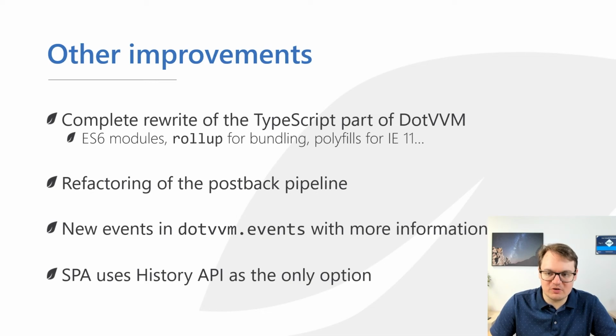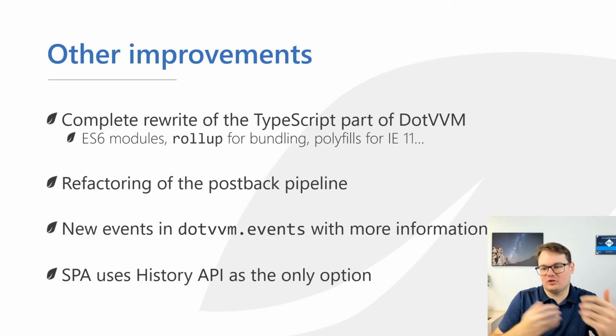So there are some properties missing on SPA content placeholder because they are not needed. We are using the history API for all SPAs. So you might get some warnings like you are using an obsolete API. These properties are still there, but they are not doing anything because they're just ignored.